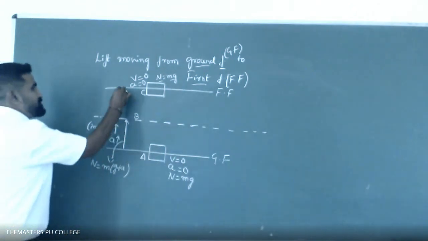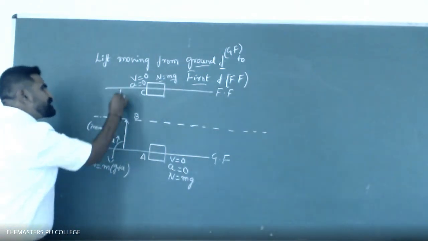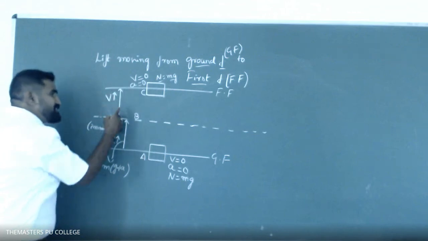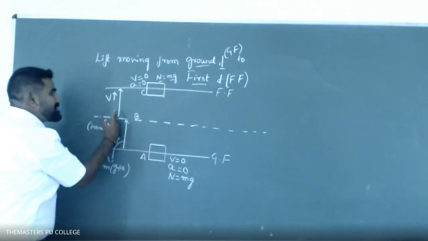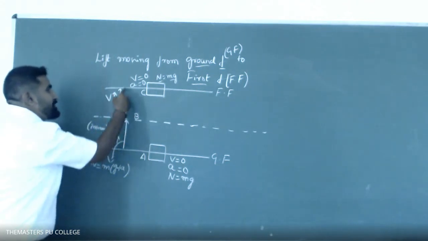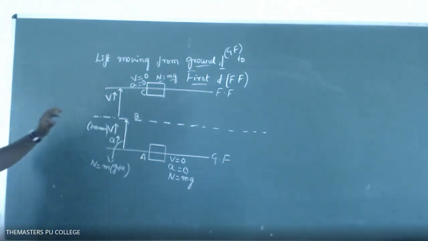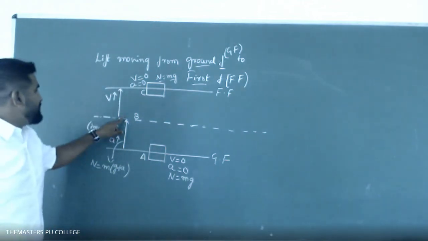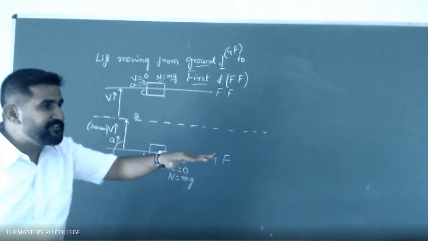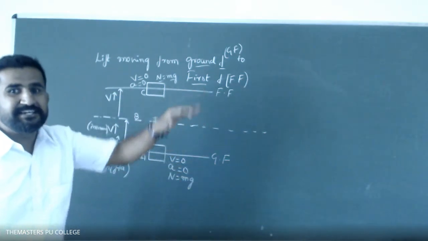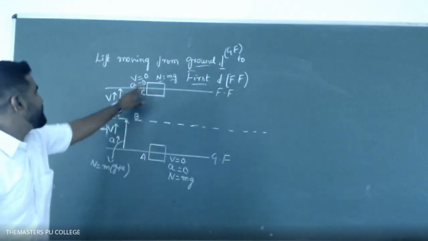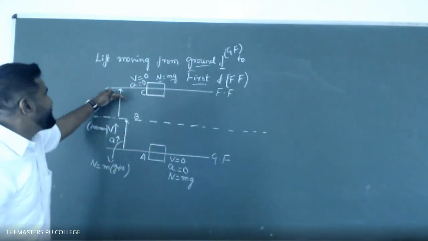From B to C, observe. Lift is moving in this direction only. Velocity is in this direction only. Whether the velocity increases or decreases from B to C. The lift is going from B to C; does velocity increase or decrease? How can it increase? Think. It has to reduce to 0. So velocity should go on decreasing.